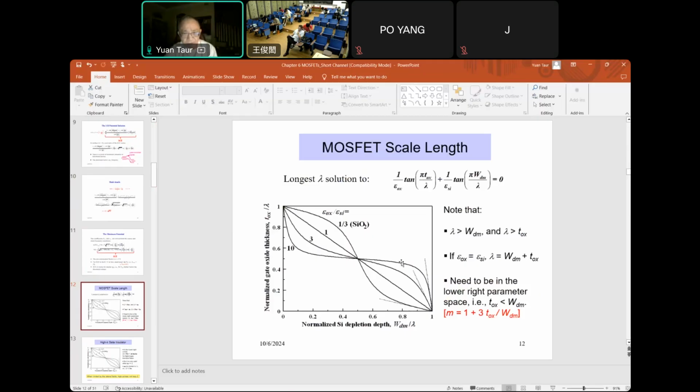But the solution we are looking for needs to be at the lower right corner. And the reason is that, remember the M factor. The M factor is 1 plus 3 Tox over WDM, where 3 is the ratio between the permittivities. So in other words, the oxide has to be thinner than the diffusion width, which means the upper left corner is not acceptable, only the lower right corner. And for the lower right corner, you notice the dotted line solution.